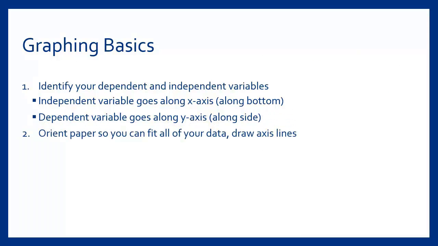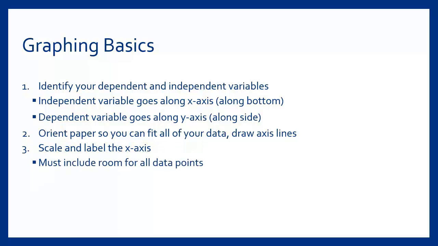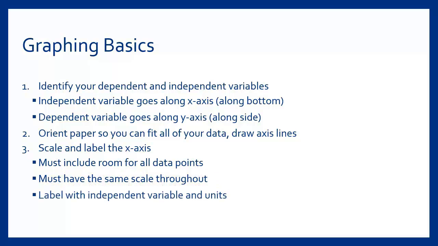The next thing I need to do is orient my paper so I can fit all of the data on the sheet of paper. So you may need to move around things or make sure that your graph will be big enough for all of the information. The third thing you need to do is scale and label the x-axis. You need to make room for all of the data points, and you need to make sure you have the same scale throughout the entire x-axis. This means that each increment is the same size. You'll also need to label the independent variable and the units, label that axis.